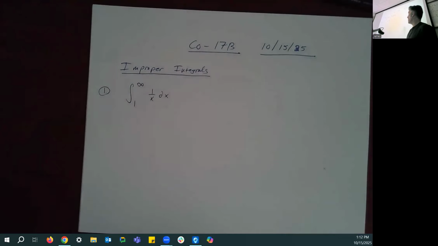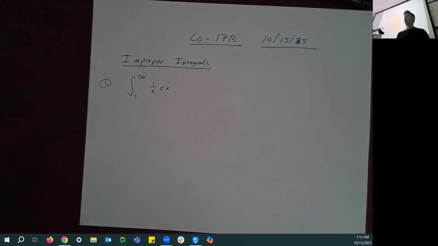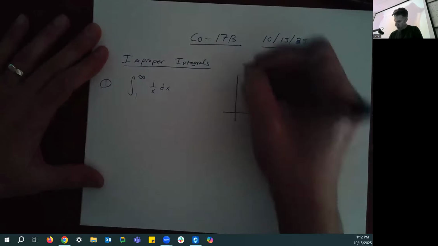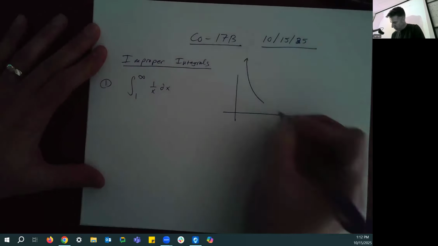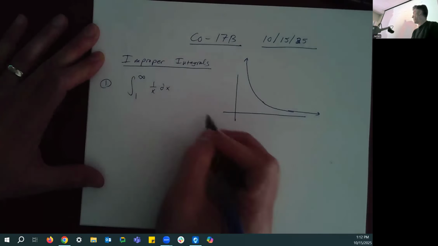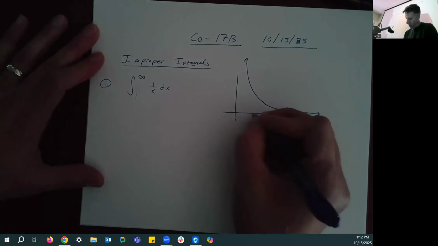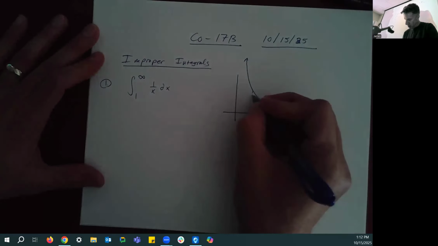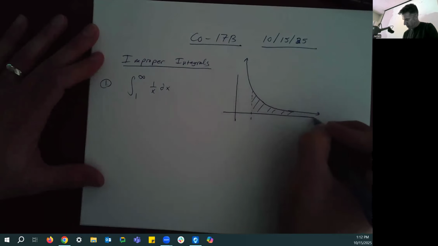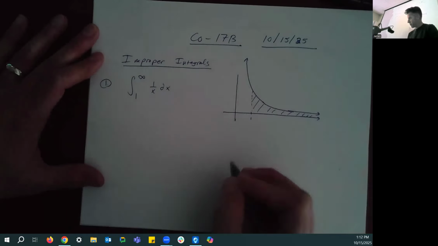And the idea here is, as the integral would suggest, we're trying to find the area under the curve from x equals 1 all the way forever and ever to the right. So it looks like this. Here's your function, 1 over x. Or I should say, here's part of your function, because technically it's down here as well, but I don't care about that part right now. We're trying to figure out how much area is under this curve, starting at x equals 1 and going forever.